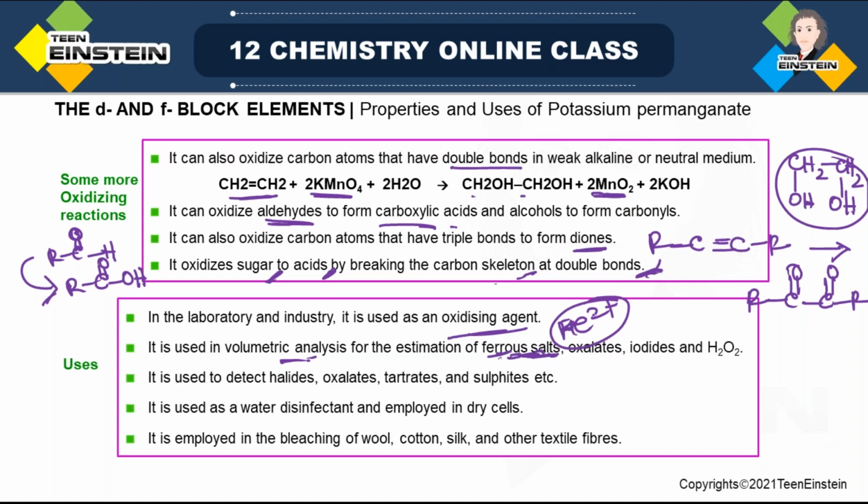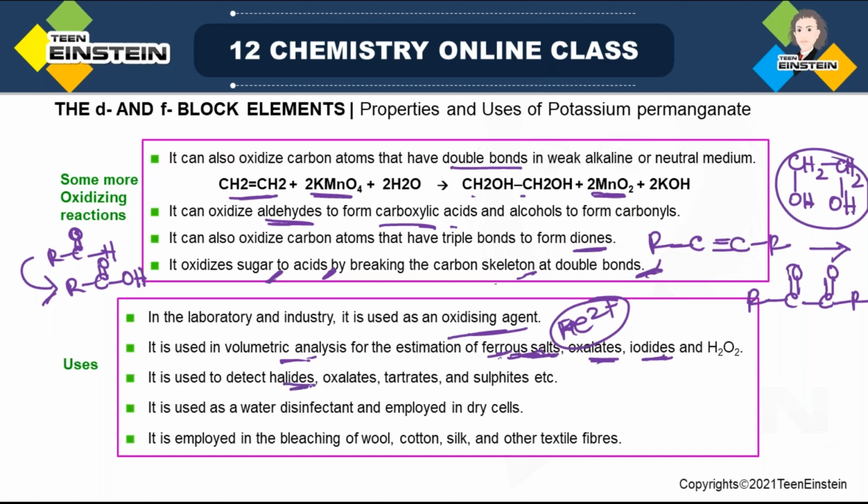Not just ferrous salt, it may be oxalate ion C2O4 2-, it may be iodide, that is I- salt, or it may be H2O2. So all these compounds, for their quantitative analysis, we can use KMnO4. This is a very important application.